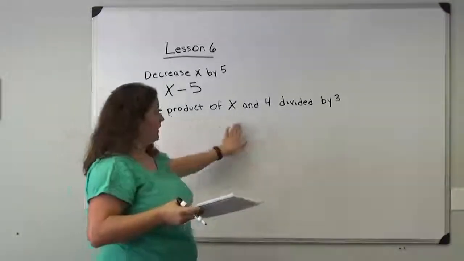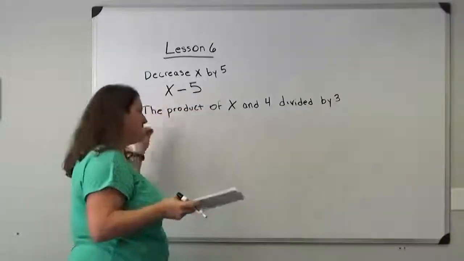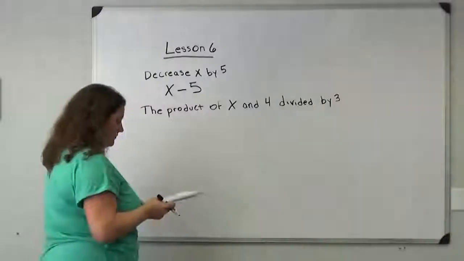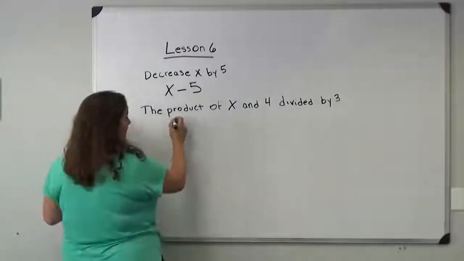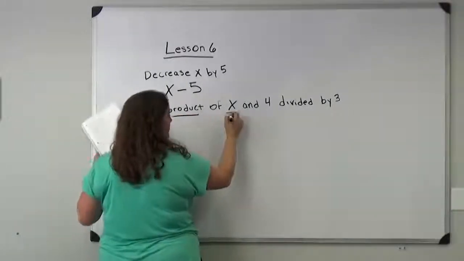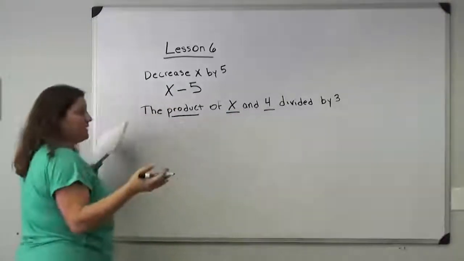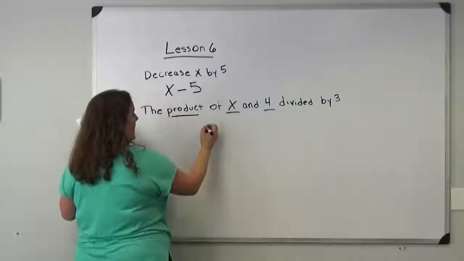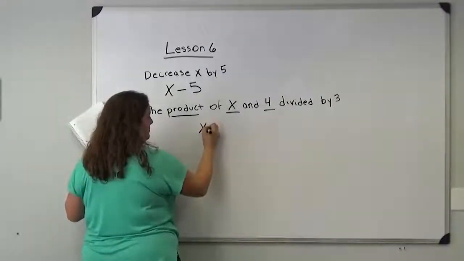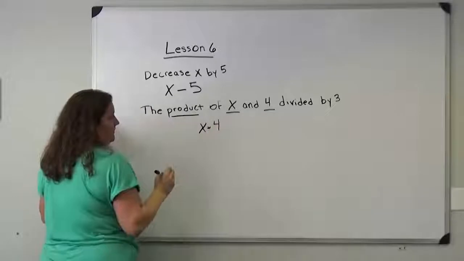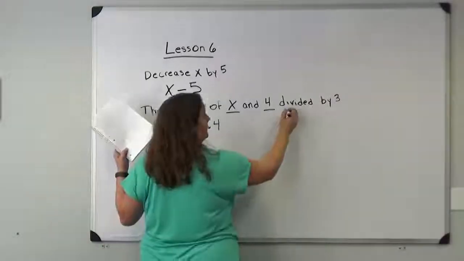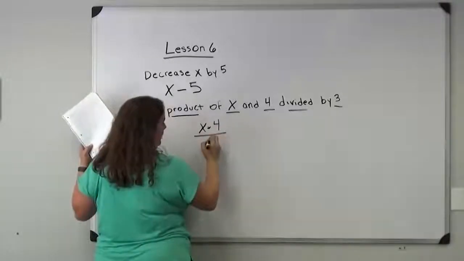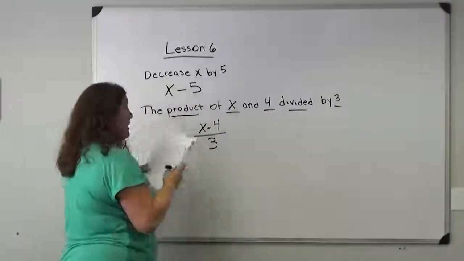Now, there's ones that are longer, and all you need to do is just break them down piece by piece to try and make sense of them. So here you have the product of x and 4. So product means multiply. So all you do here is you say x multiplied by 4. And then it's divided by 3. So you take your whole product and you divide it by 3. That's all this statement is saying.